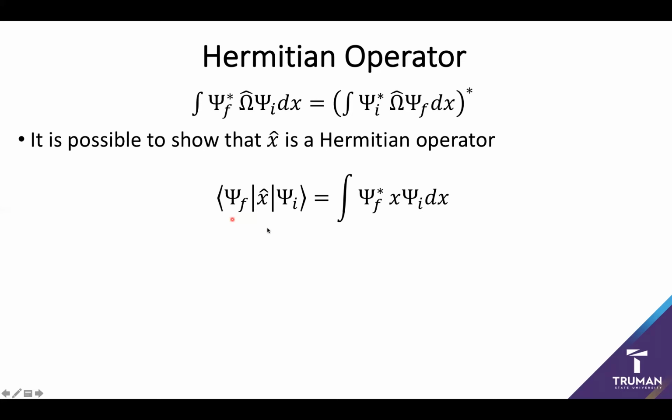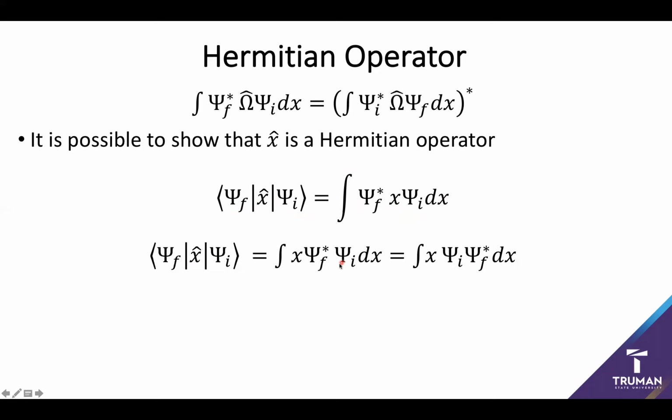So again, in Dirac notation, the wave function of F applied to the position operator times the wave function of I. Again, this will all be within an integral. Now, because X should be commutable with any other mathematical function, I can go ahead and pull X out front.